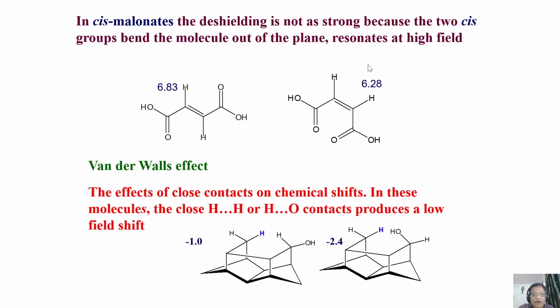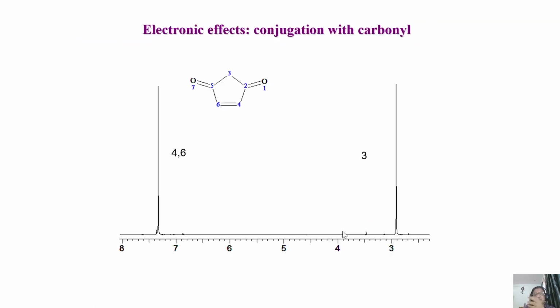Of course, there is one more important factor which can affect chemical shift, the van der Waals effect. This is the effect of close contacts on chemical shift in these 2 molecules shown here. For example, this proton and this proton come in close spatial proximity. Similarly, this proton and this O come in close spatial proximity. Because of this van der Waals effect, it gets more shielded. This goes up to -1 ppm. This goes up to -2.4 ppm, this proton. So these are some effects which happen because of substitution.